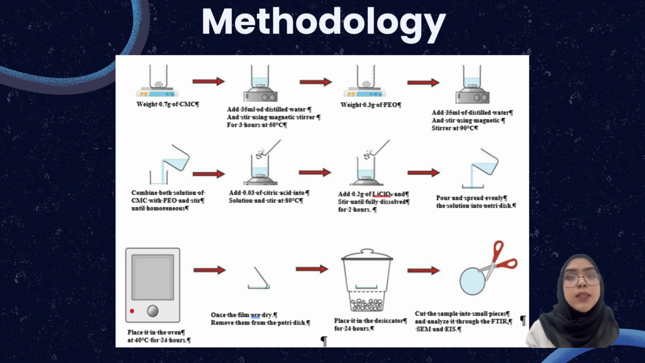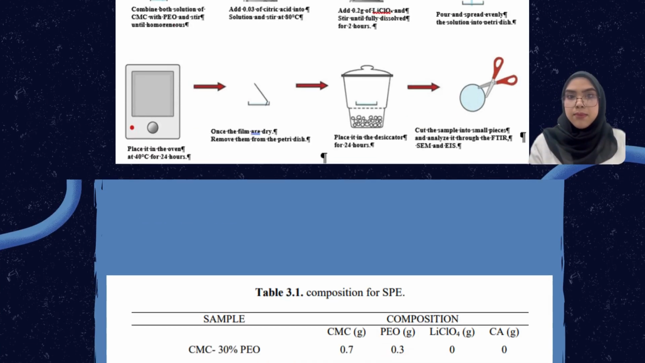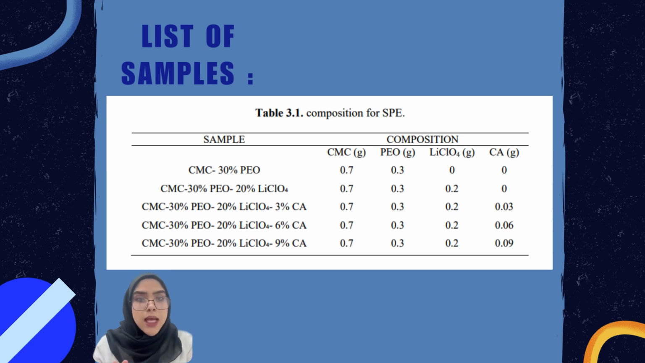After that, pour the solution into a petri dish and put it in the oven for 24 hours. After 24 hours, peel off the film from the petri dish and put it in the desiccator for the next 24 hours. After that, take the film, peel it off, cut it into small pieces, and analyze it under FTIR, EIS, and SEM. Okay, here we can see the list of samples that I am doing in this experiment.